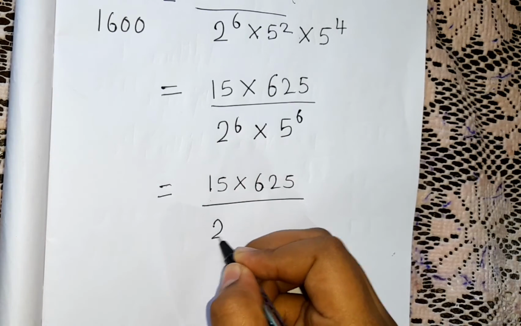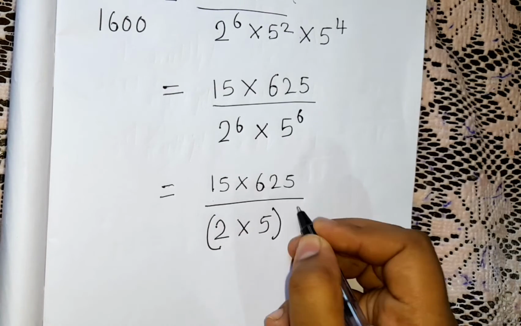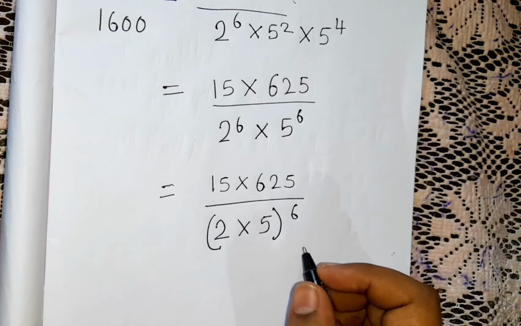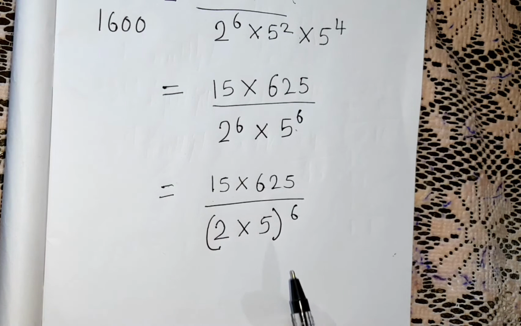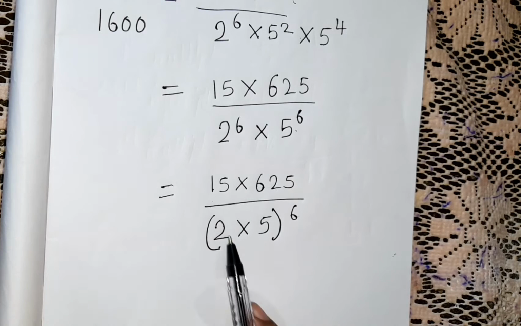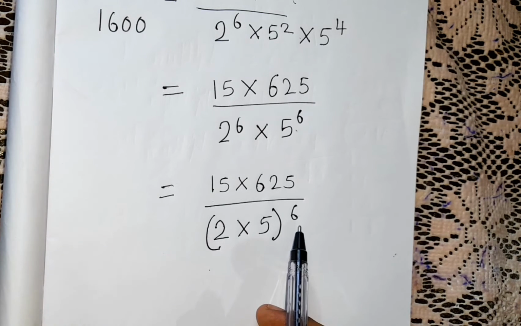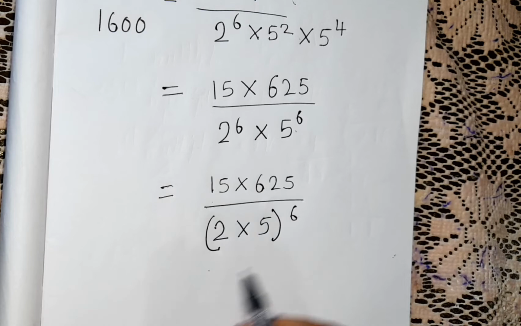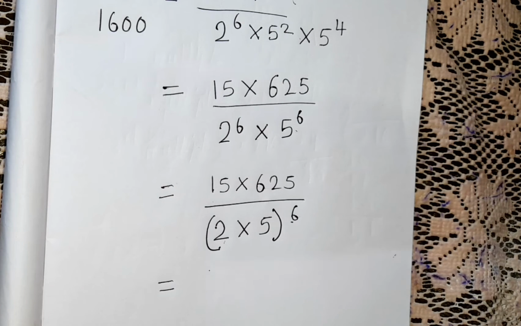So we are going to write 2 into 5 whole 6. Okay, why are we writing like this? Because whenever we have similar powers, we just write it like this. Here we have similar powers, that is 6, so I wrote 2 into 5 the whole 6. Here the 6 belongs to 2 as well as 5. Remember this. Now we are going to just multiply these numbers.